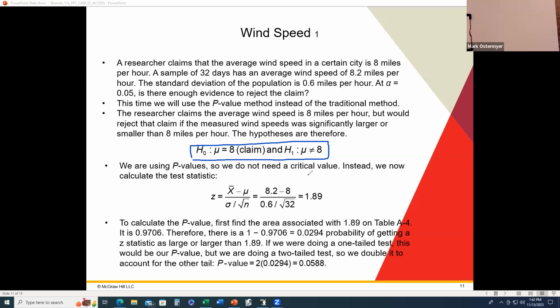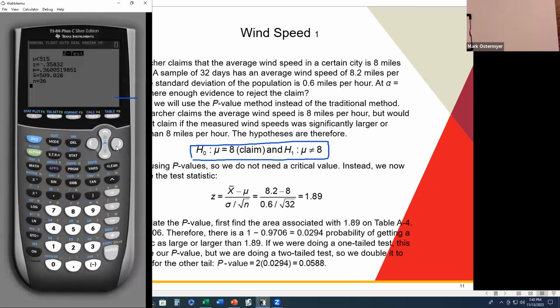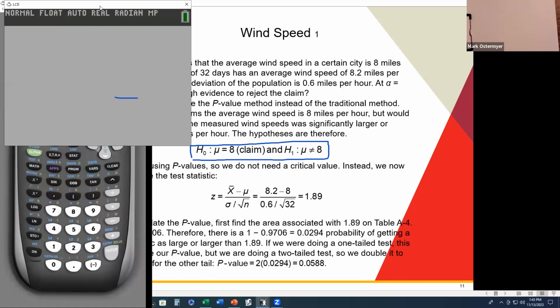To do so, we're going to need sample evidence. And they chose 32 days at random and discovered that the average wind speed over those 32 days was 8.2 miles per hour. Standard deviation of the population wind speed is 0.6 miles per hour. And they want you to test at 5%. Is there enough evidence to suggest that our claim is true? Well, let's use our calculator to conduct this test. And so therefore, we will bring our machine up and conduct a z-test. So we're not going to do it manually by showing all 5 steps here.